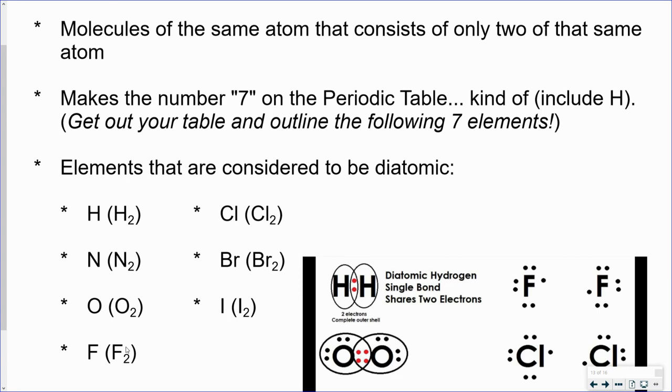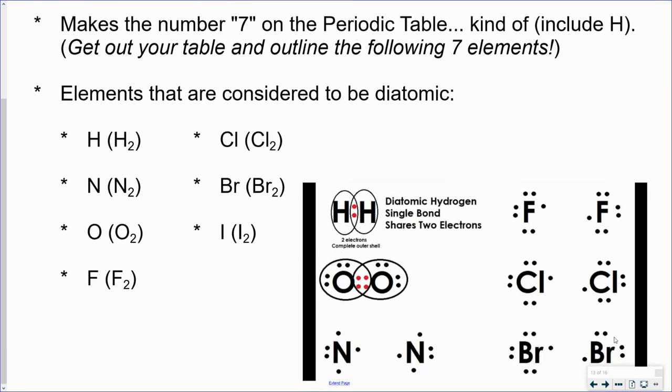I always nicknamed these the pesky 7 because they always pop up when you need them least. Okay. And they always kind of make life a little rough. So I would recommend that you memorize these 7 so that it doesn't trip you up moving forward.